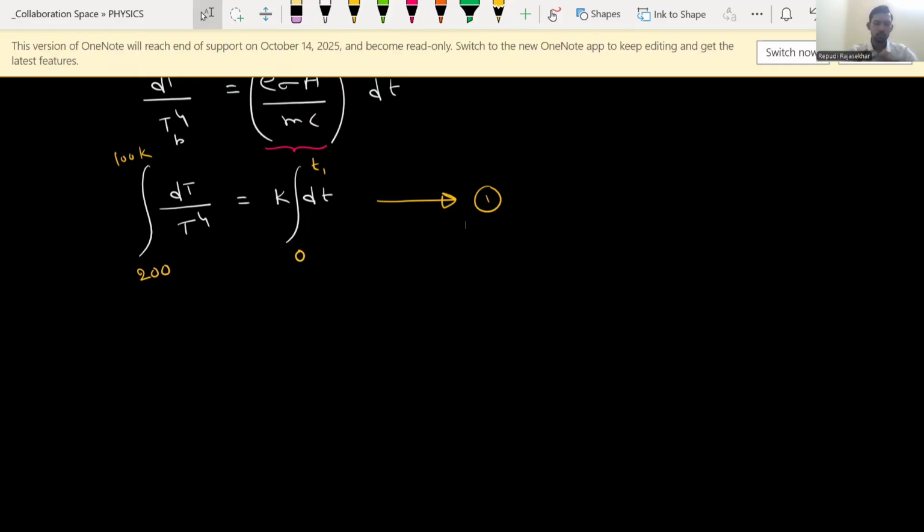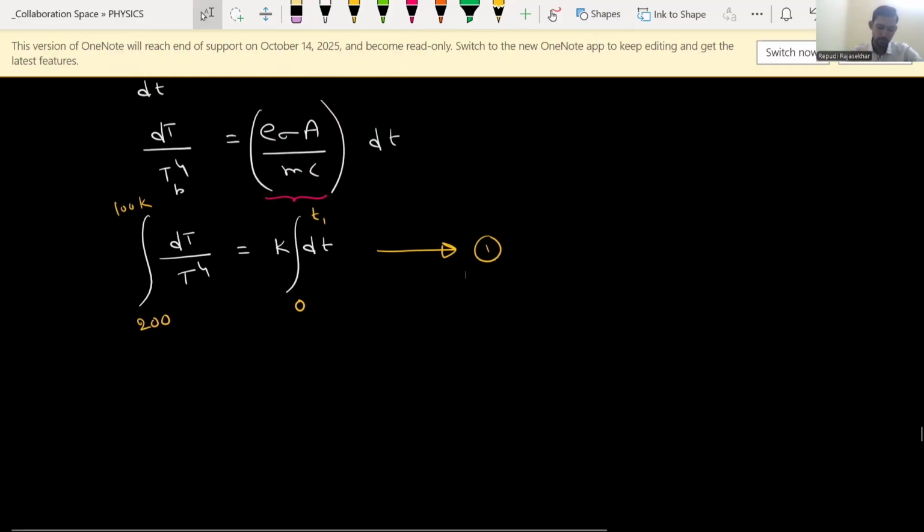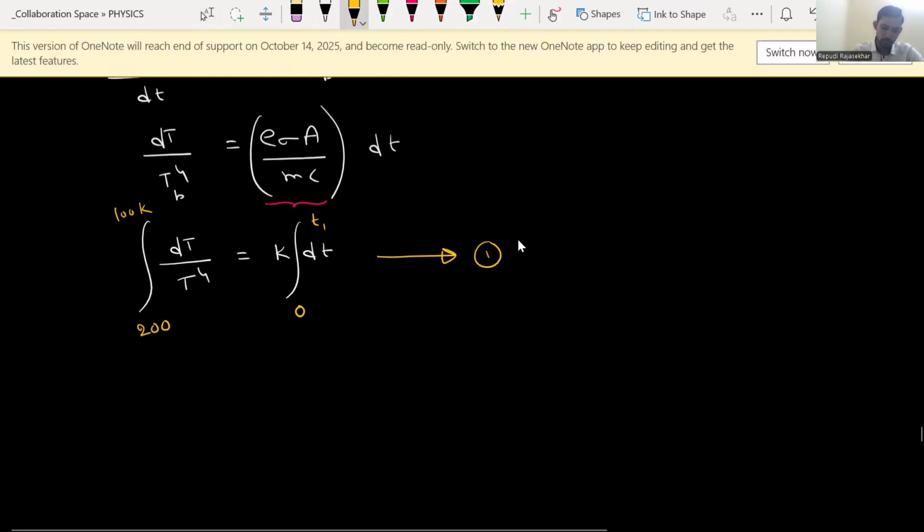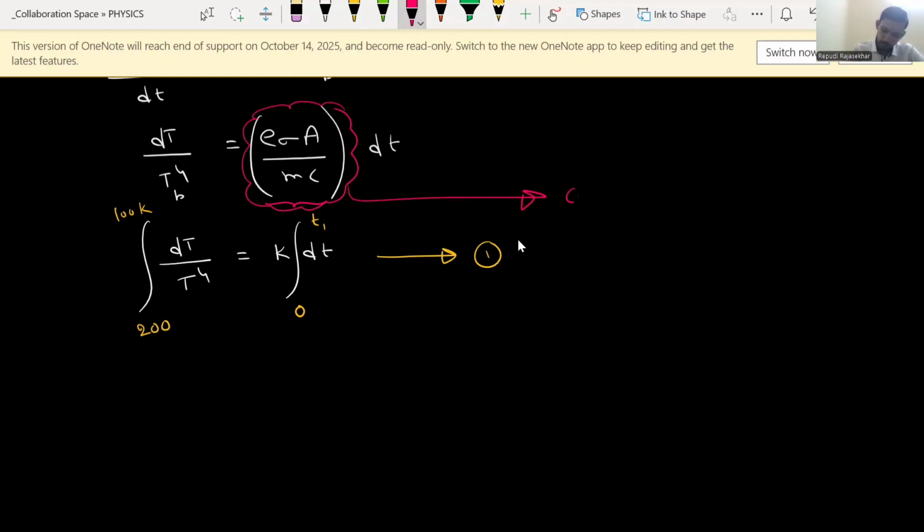Sir, why have you written k? What is k? K is a constant, because E is constant, sigma is constant, A is constant, m is constant, C is also constant. Everything is a constant. That's why, instead of this whole term, I have replaced it with k. Let us take this as equation number 1.